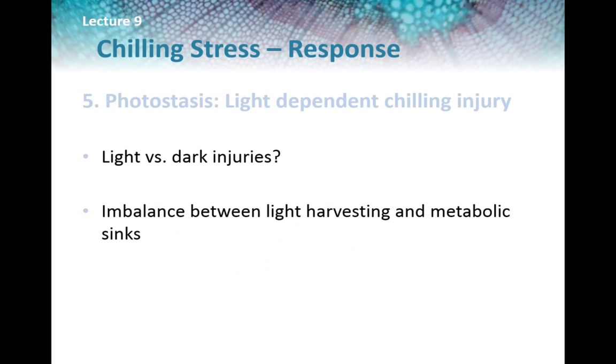The fifth primary event or molecular injury is photostasis, which is also referred to as light-dependent chilling injury. Injuries in chilling-sensitive plants have been reported to be very different in light and dark conditions. In greening plants, light has been shown to worsen the chilling injury far more than in dark. This is thought to be due to the photooxidation of chloroplasts at low temperatures.